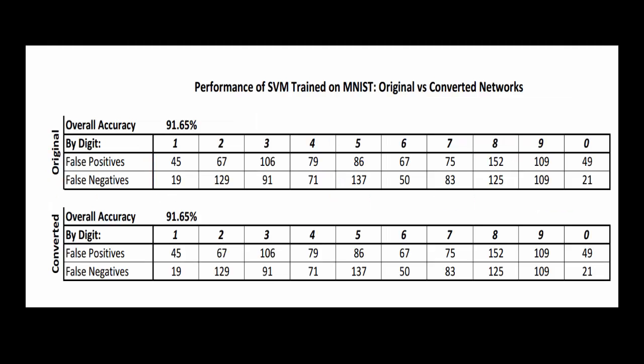Here are the results of both the original and our form. The accuracy is the same, and all of the false positives and false negatives for each digit are the same. This indicates that our form behaves just like the original. We can also prove this mathematically. They both get exactly the same performance, but now we want to ask, what is on the inside?